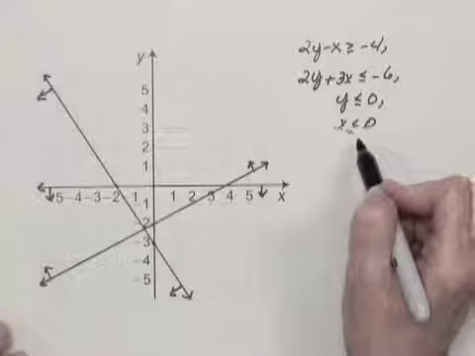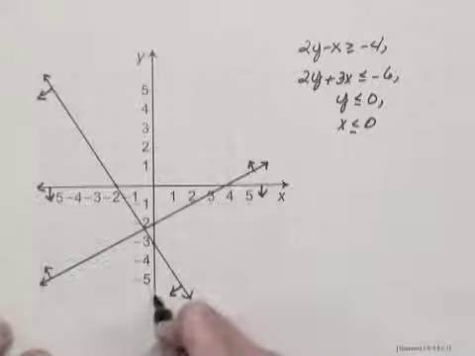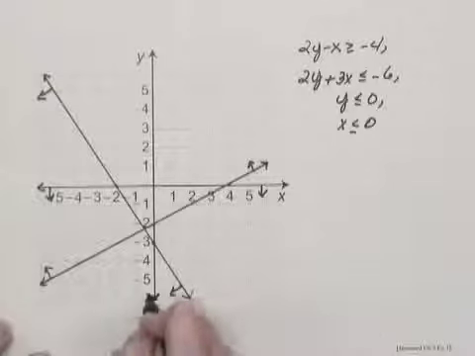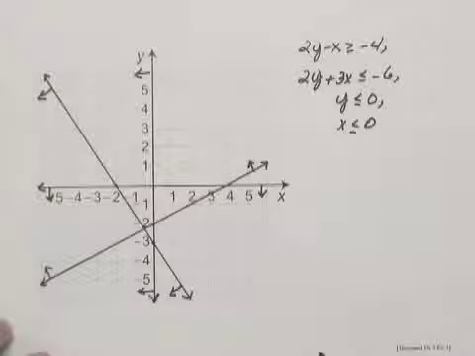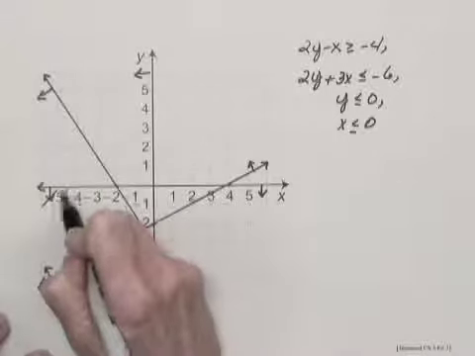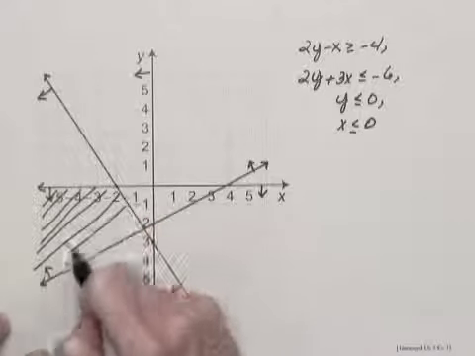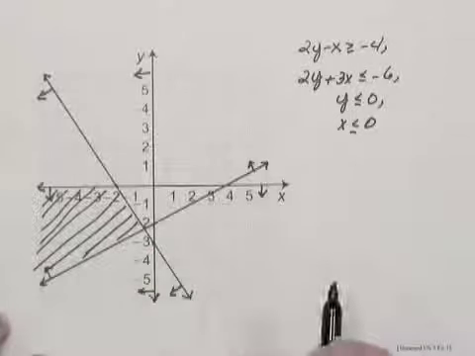x equals 0, the equation related to this inequality, is the y-axis. So this is the graph of x equals 0, and x less than or equal to 0 has this half plane as its solution set. Now when we put all of this together, we see that the area where all of the 4 solution sets coincide is this region right here, and the portions of those lines that bound it.